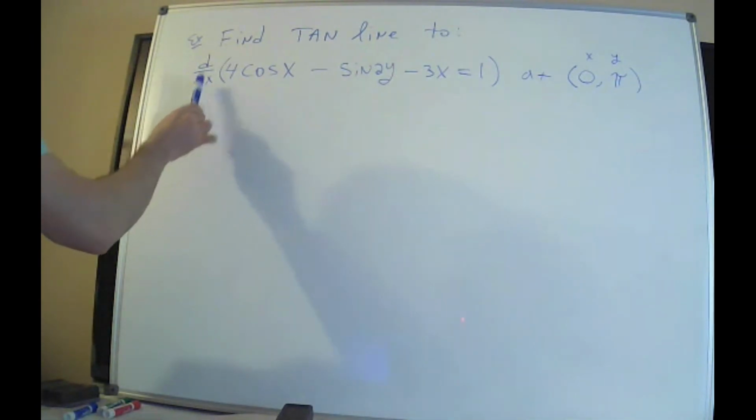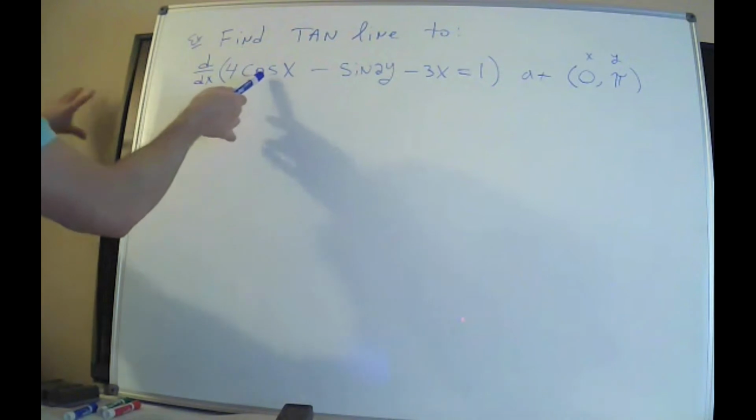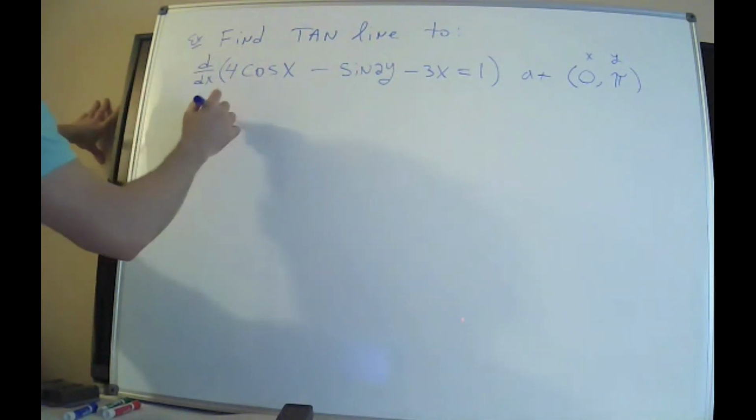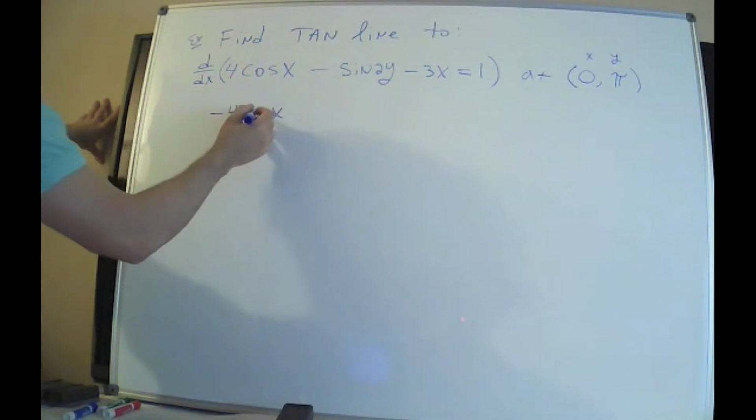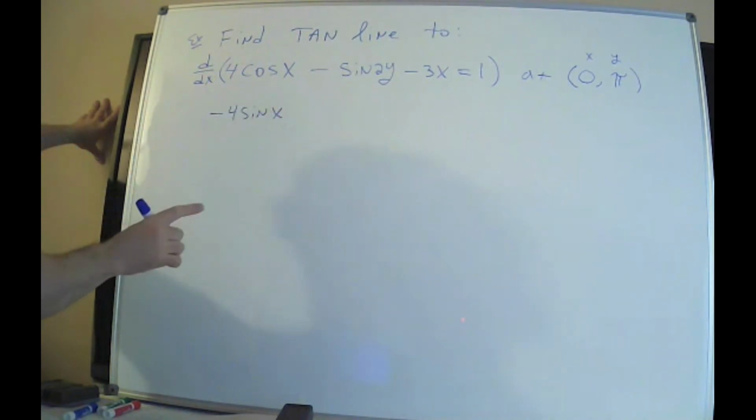I take the derivative with respect to x of 4 cos x. The derivative of cosine is negative sine. So I'm going to have negative 4 sine x. If it has an x, you do the derivative like normal. You don't do anything different.